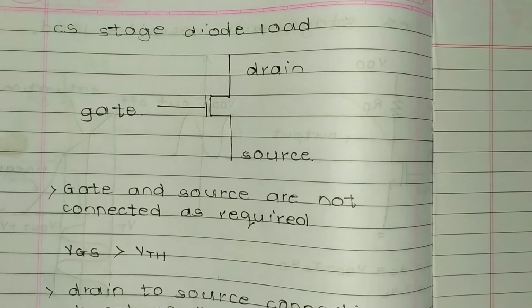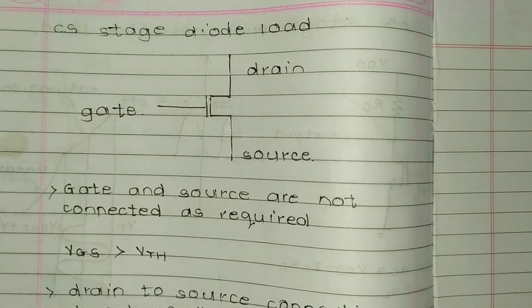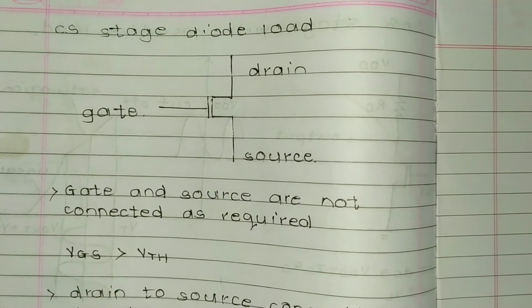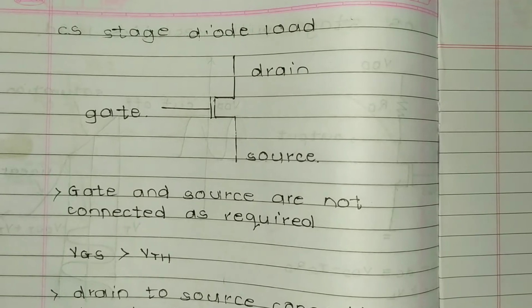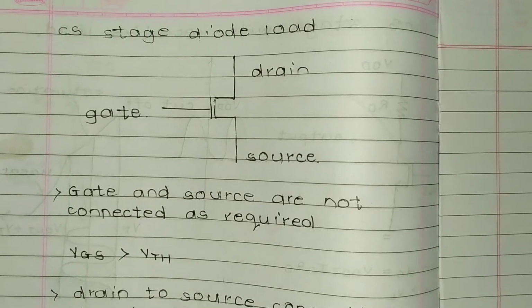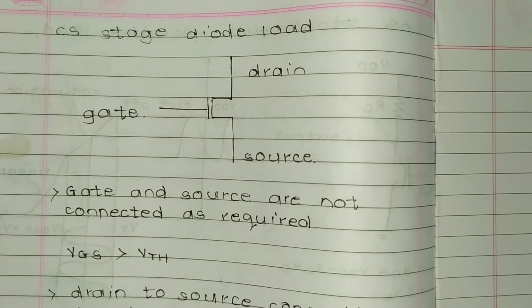Common source stage with diode load. As shown in the figure, the gate, drain and source of the MOSFET are shown. Then gate and source are not connected, as required. VGS is greater than VTH. So as we require VGS greater than VTH, gate and source are not connected. Then the drain to source connection is not possible to short.